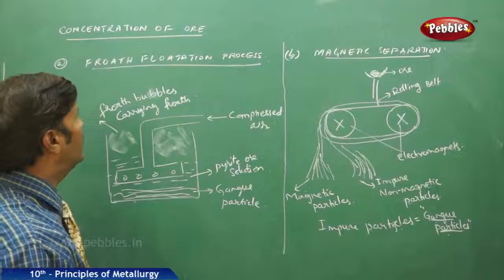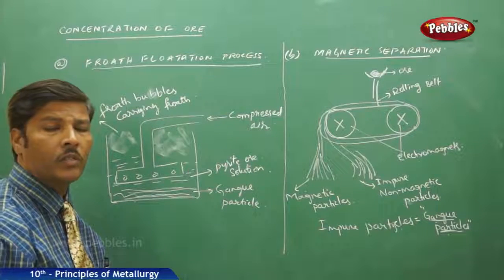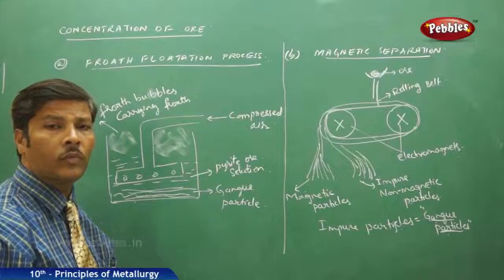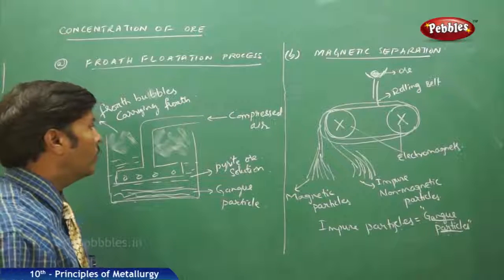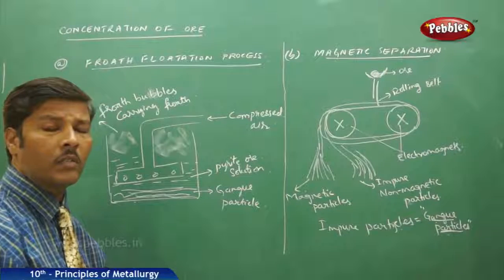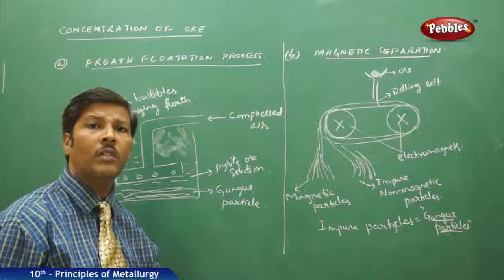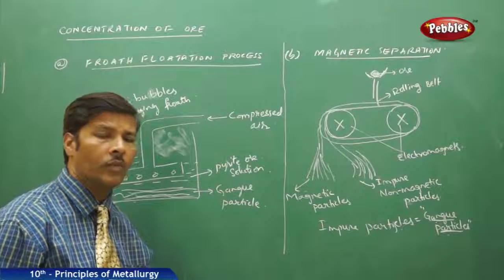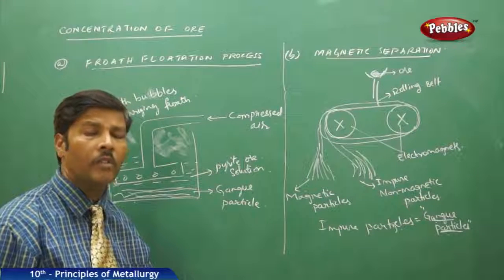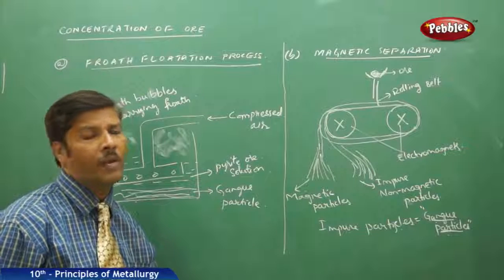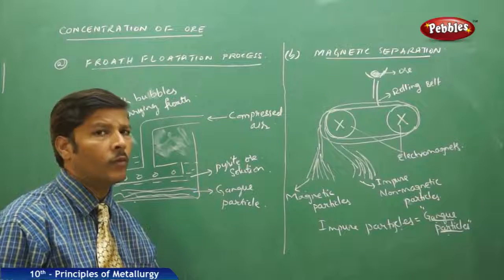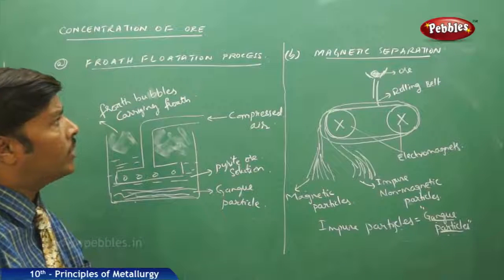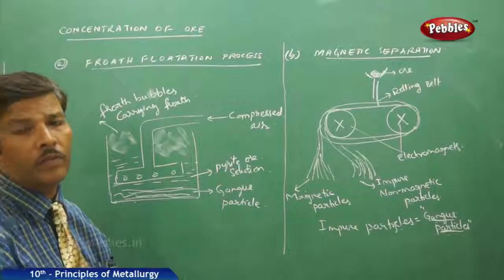So for the next part of the discussion, that is the concentration of the ore. In the concentration of ore, we have four methods, as we discussed earlier in the flow chart: crushing of ore, hand picking, froth flotation process, and magnetic separation. Among these four methods, froth flotation and magnetic separation are the most important.